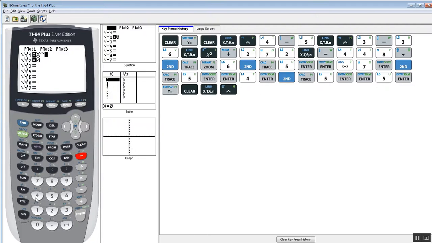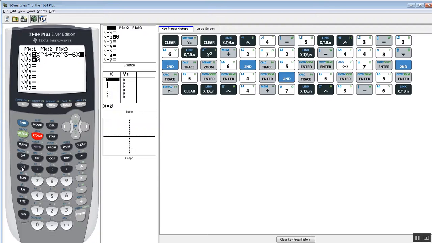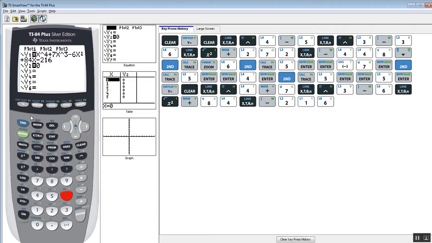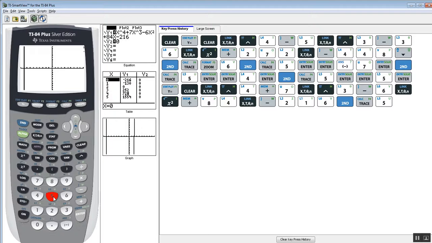So I got x to the 4th plus 7x to the 3rd minus 6x squared plus 84x minus 216. And I'll do second trace. Choose intersect. Looks like -9 and 2. But let's go through and verify that. In our first curve, in our second curve, -9.